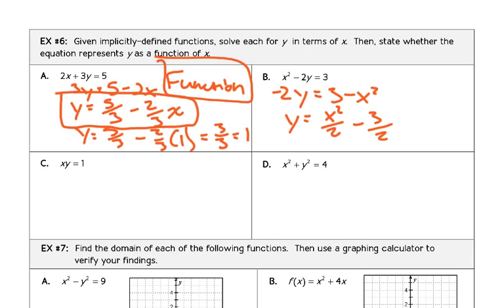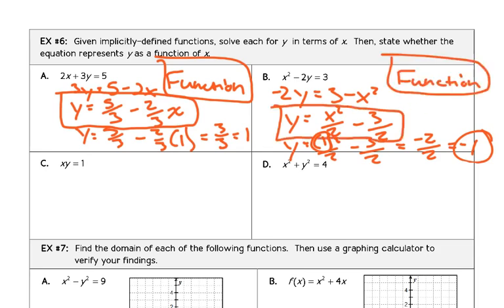If you plug in, say, 1 for x, you get y is equal to 1 squared over 2 minus 3 over 2, which is equal to negative 2 over 2, or negative 1. I got one y value for my one x value. I didn't get negative 1 but then also 2 or something like that. I only had that one y value come out. Therefore, this is a function. All right? Remember to box your explicit form as well. That's part of the answer.